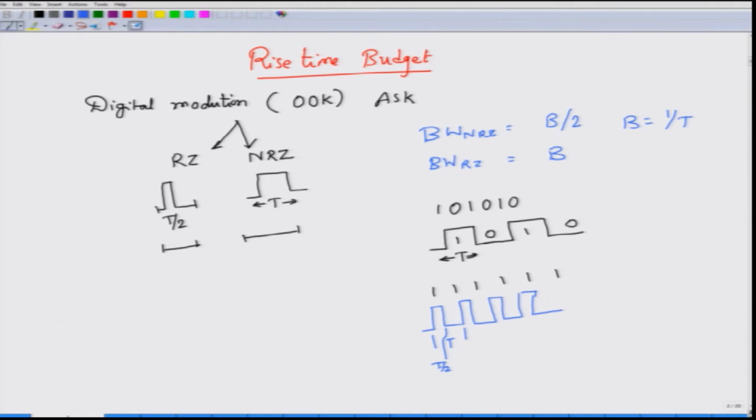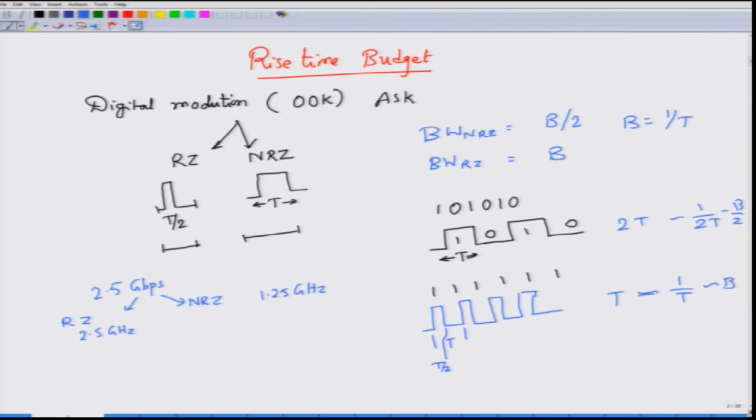Okay. So the fundamental period here is 2T, the fundamental period here is T, therefore the bandwidth requirement is 1 by 2T or B by 2, whereas the bandwidth requirement for the RZ case is 1 by T or B. So if I am looking at 2.5 Gbps transmission for NRZ, the bandwidth requirement is 1.25 gigahertz, for RZ it would be 2.5 gigahertz. These are quite rough values.